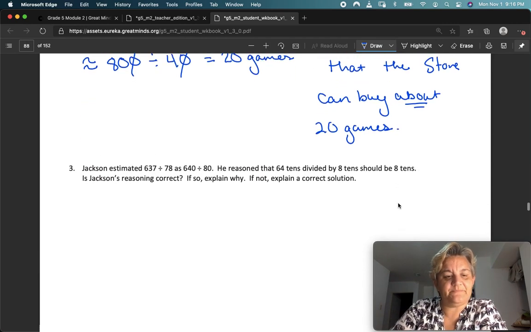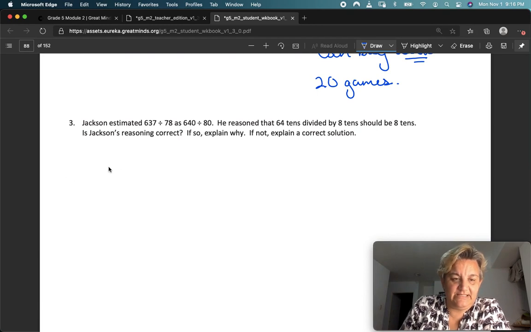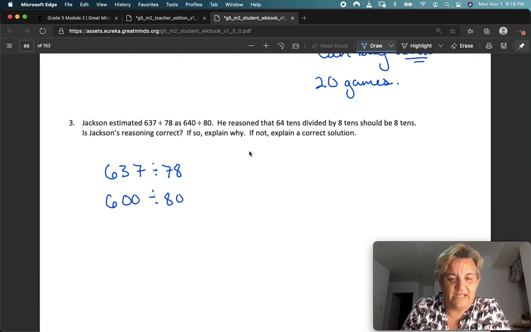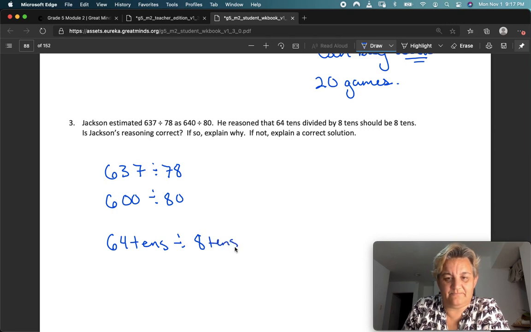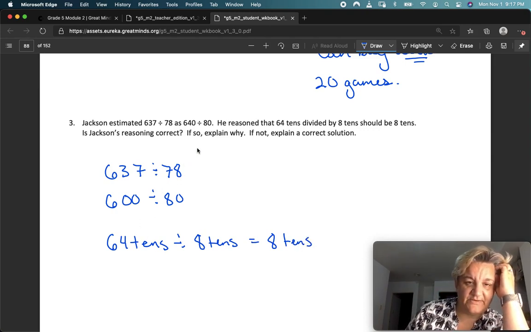Good. Number 3, Jackson estimated 637 divided by 78 as 600 divided by 80. He reasoned that 64 tens divided by 8 tens should equal 8 tens. Is Jackson's reasoning correct? If so, explain why. Okay. Well, let's see.